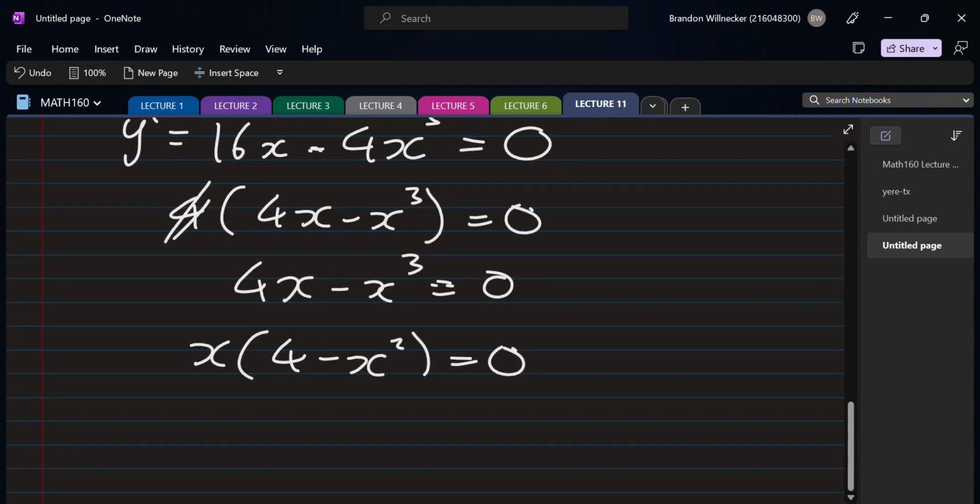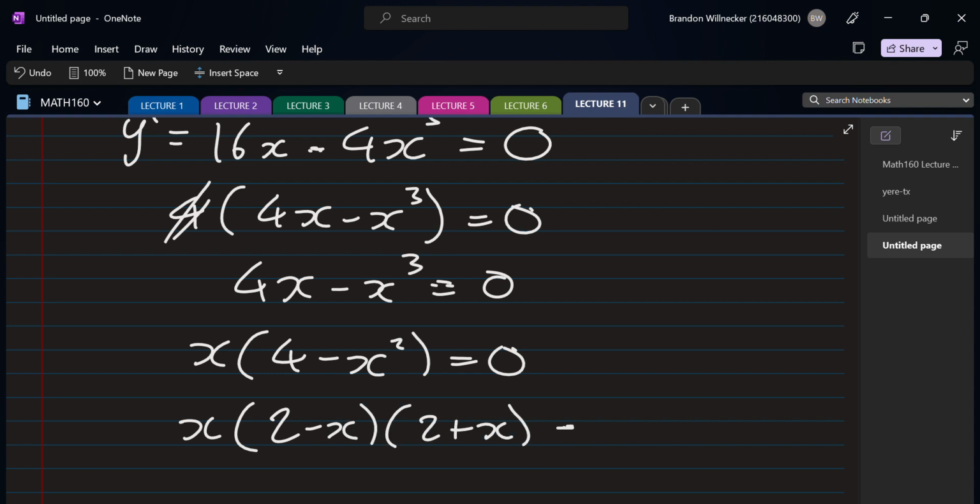Okay, so that's the first bit of factoring. Now we're left with 4 minus x squared, so now we've got another step of factoring. So this will be x, 2 minus x, 2 plus x. Okay, again, difference of squares there.